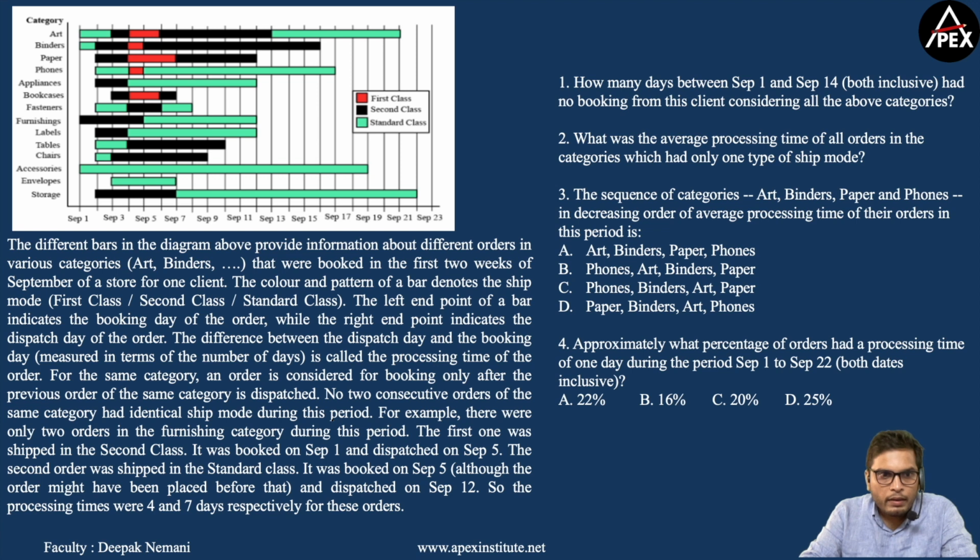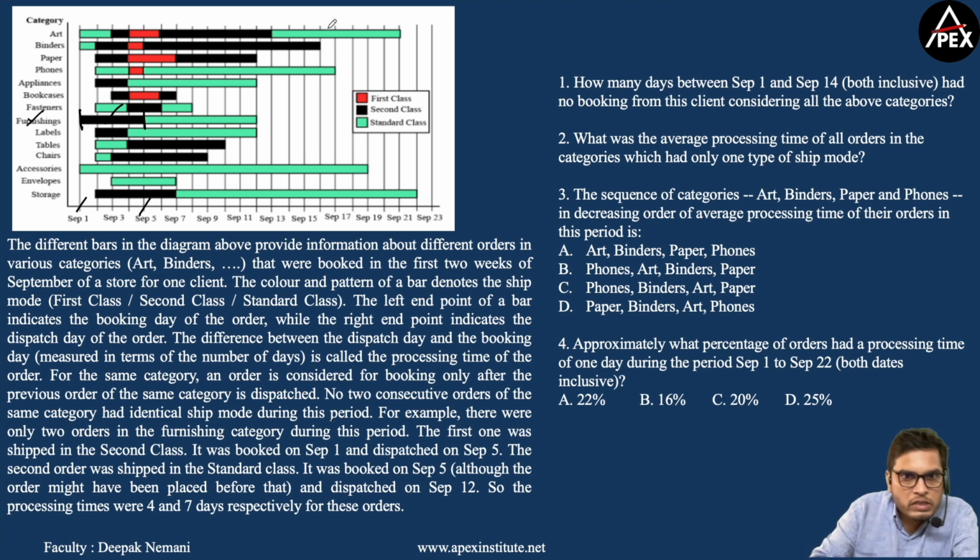For example, there were only 2 orders in the furnishing category during this period. So in the furnishing category, you have only 2 orders. The first one was shipped in the second class mode. It was booked on September 1st, so this is September 1st, and dispatched on September 5th, so this is September 5th. So these 4 days are the processing time of this order.